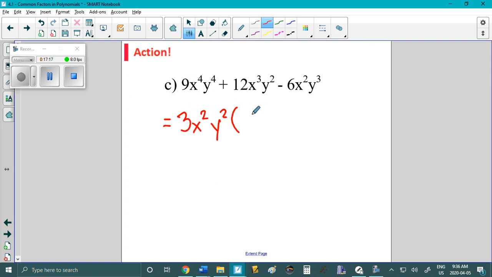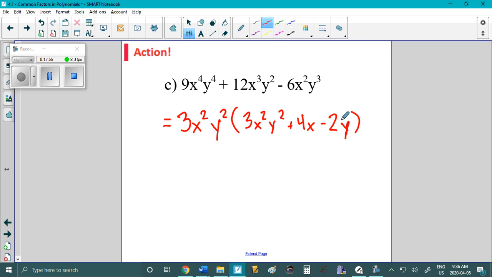9 divided by 3 is 3. x^4 divided by x^2 is going to leave us with x squared. y to the 4 divided by y to the 2 is going to leave us with y squared. 12 divided by 3 is 4. x cubed divided by x squared is x to the 1, or just x. y squared divided by y squared, they cancel, so no y's are left. That last term, negative 6 divided by 3 is negative 2. x squared divided by x squared, they cancel. y cubed divided by y squared is y to the 1, or just y.